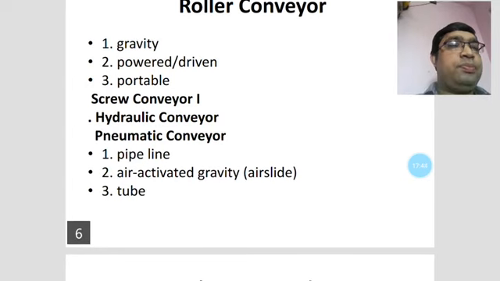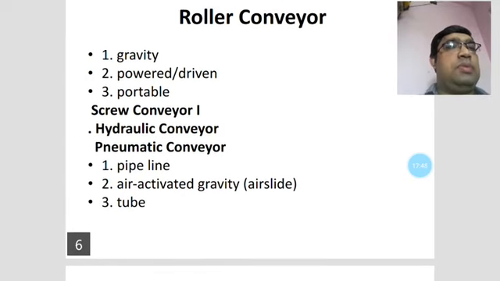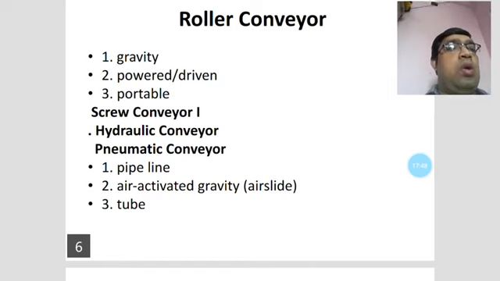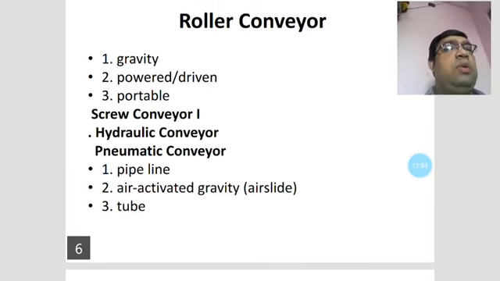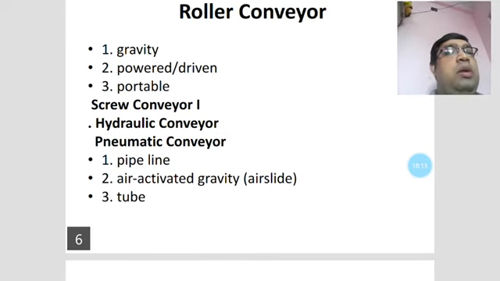And again, in pneumatic conveyor systems you have to concentrate on the working fluid, which is air, and with this air you can very easily sweep these materials, and the dust will also be collected, so it is clean. In pneumatic conveyor systems you have to concentrate on those elements: the pipelines, the air-activated gravity air slides, and also the tube will be required for pneumatic conveyor systems.